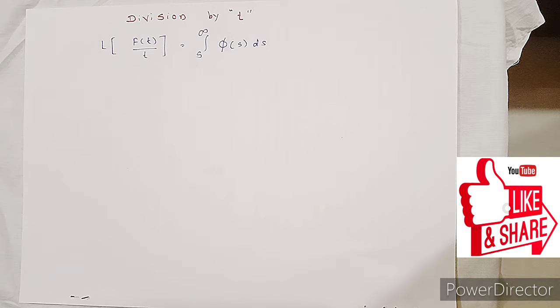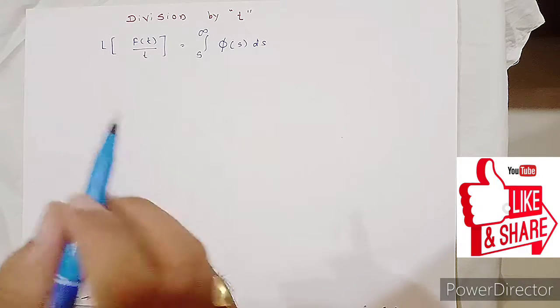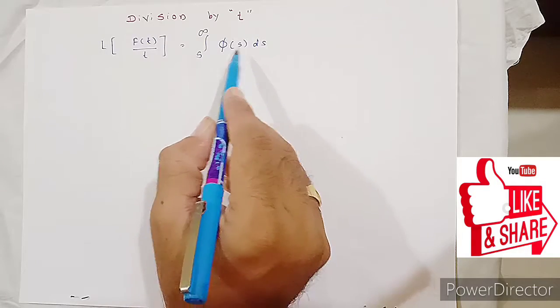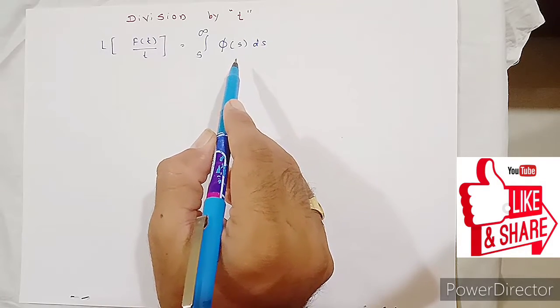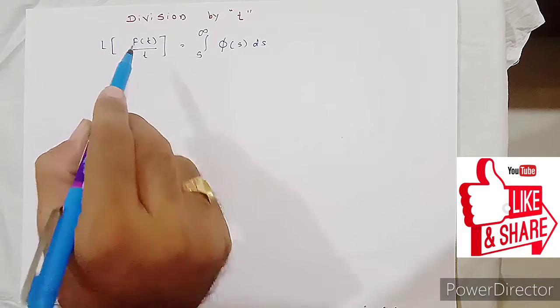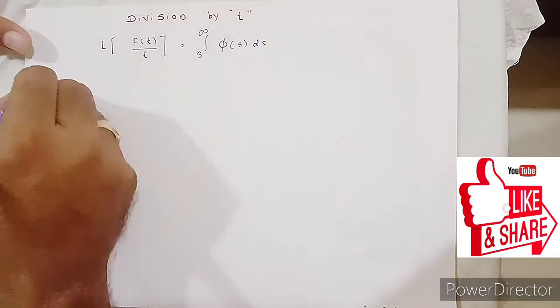That means in multiplication there is a derivative, in division there is an integration, right? So according to the definition, we are taking the integration of phi of s. What is phi of s? Phi of s is the Laplace of f of t. That means first we calculate the Laplace of f of t, then we take the integration.